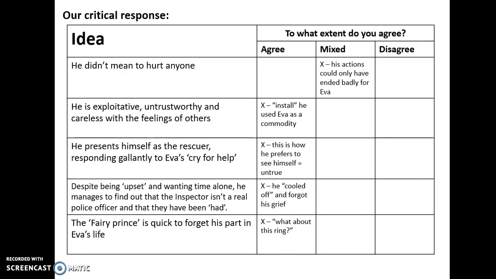Number two, he's exploitative, untrustworthy and careless. Yeah, absolutely. He exploits Eva. That verb "install", I didn't install her there. What is she, a washing machine? He sees her as a commodity, something to be used for his own pleasure.